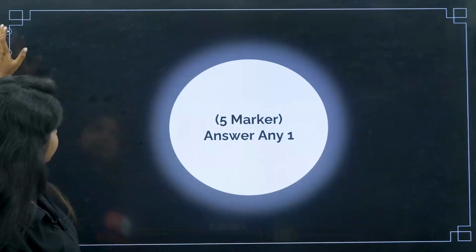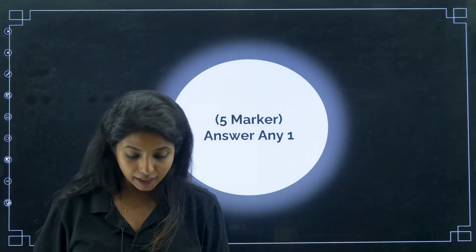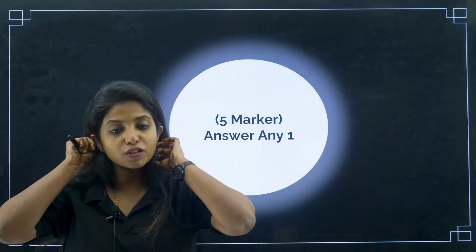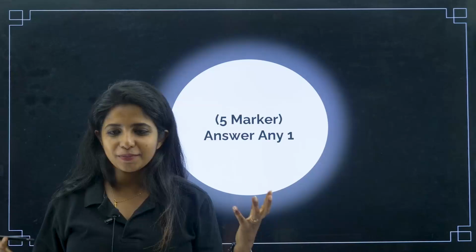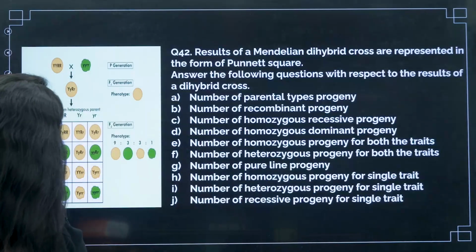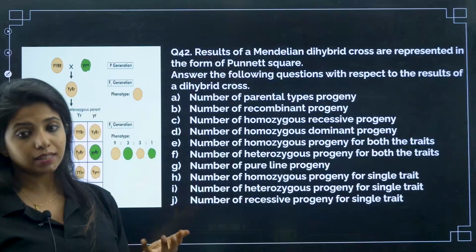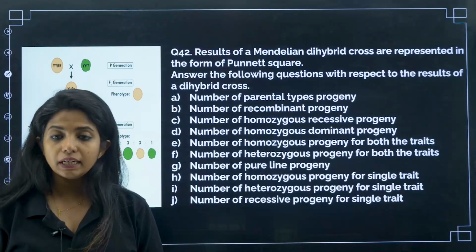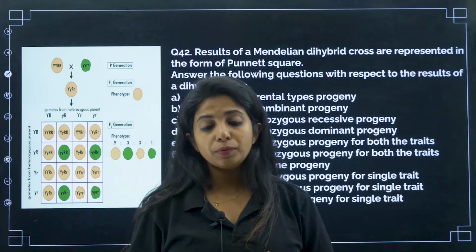Going ahead. Now we have again 5-mark questions, but we have to answer only one, but obviously we would be answering all of them, but let's see what the questions are. Now those are some tricky questions which are being put up over here, but it is interesting as well. So results of Mendelian dihybrid cross are represented in the form of a Punnett square.